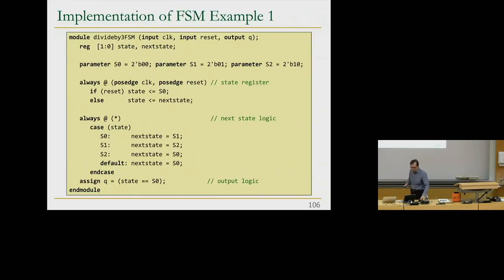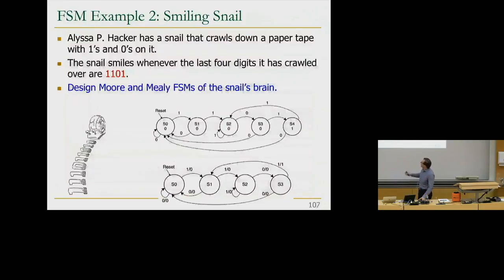So it's very simple. Okay, so I'm not going to go through this, but there is also an example of the smiling snail. Now you know who Elissa Hacker is, so respect Elissa Hacker, because she's going to appear many times, at least in this book that you read. So this shows the design of, I believe, a Mealy type machine for the smiling snail example.